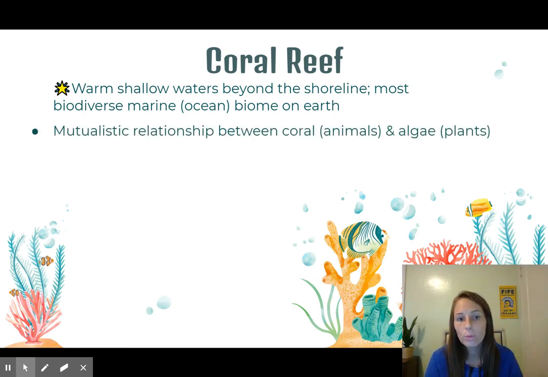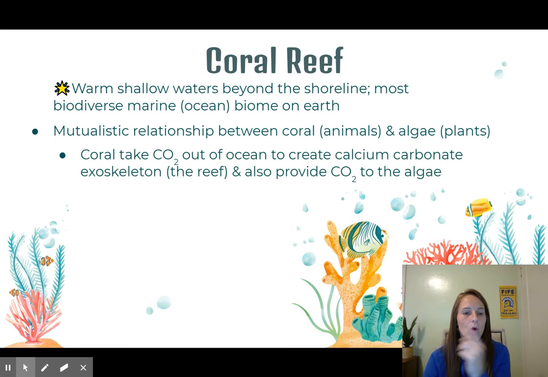Now, a coral reef, if you are not familiar with coral and how it's made, coral, as I briefly mentioned in the notes of 1.1, are an example of a mutualistic relationship. You have the coral, which is an animal, and then you have algae, which is a plant. Coral takes carbon dioxide out of the ocean, and it creates a calcium carbonate exoskeleton. So the actual hard coral things that you're used to seeing, that's going to be the exoskeleton that's made of calcium carbonate.